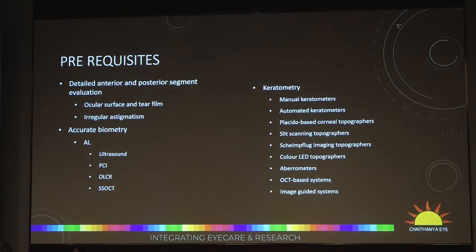If not, a good ultrasound biometry with an immersion technique will also do. And for keratometry, we have several devices available nowadays with us. And if you have more than one device with you, I would suggest take readings from both the devices. And if you have only a single device, take multiple readings.